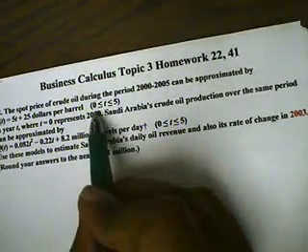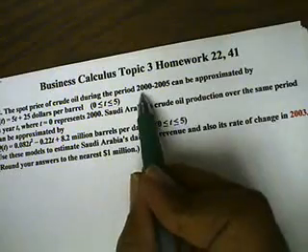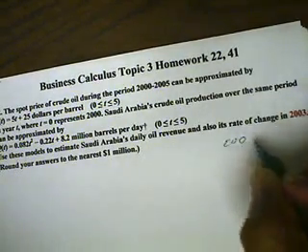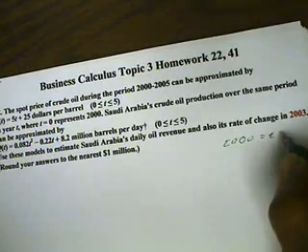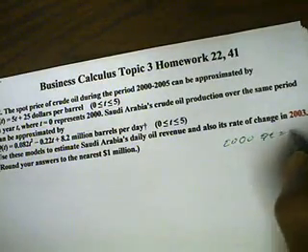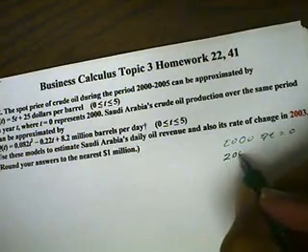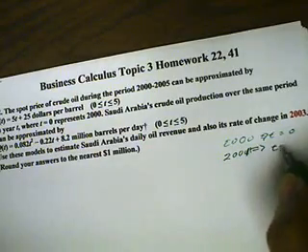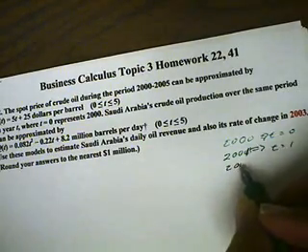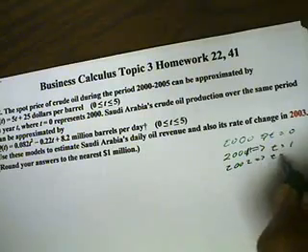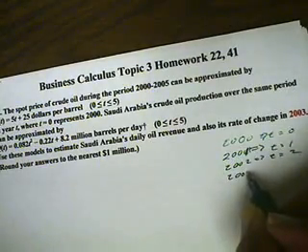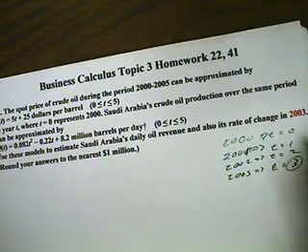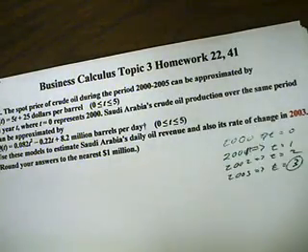Now, T is between 0 and 5, so the year 2000 represents T equals 0, and 2001 represents T is 1, 2002 represents T is 2, and 2003 will represent that T is 3. So that's what we're looking for. T is 3.